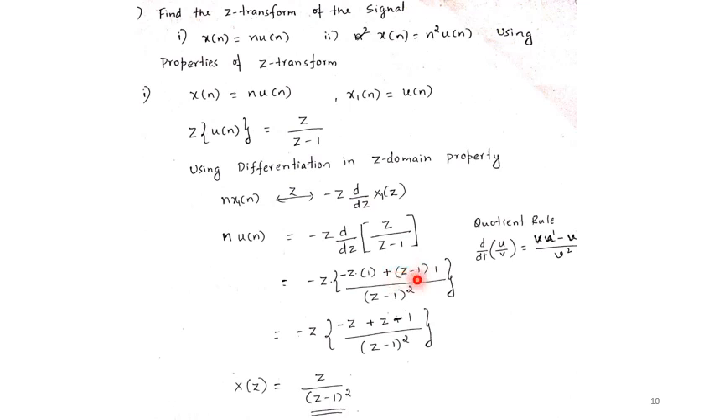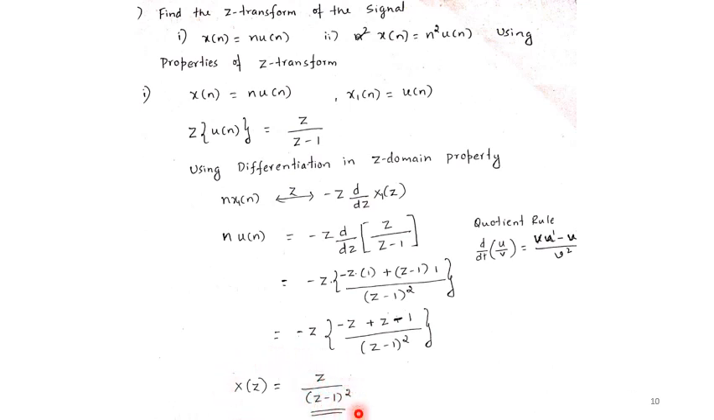Here the first term is v into the differentiation of u, that is z minus 1 into 1, minus u into the differentiation of v, that is z into 1, so you get minus z here. If I simplify this, I get minus z plus z minus 1 divided by z minus 1 whole square, into minus z. Here the terms cancel, and minus into minus is plus. So the answer will be z by z minus 1 whole square.